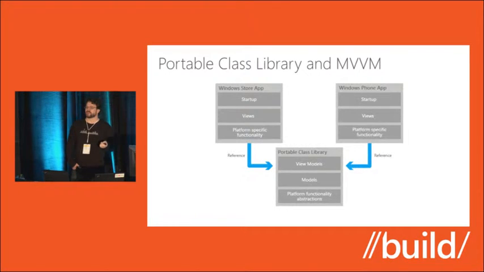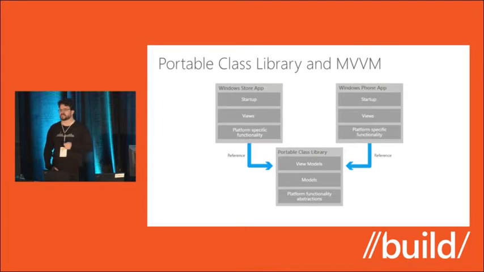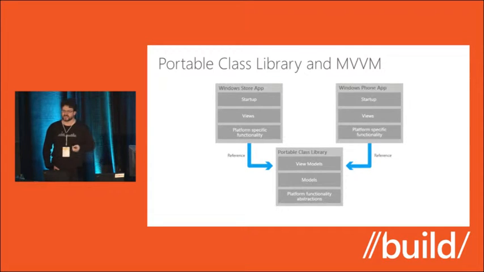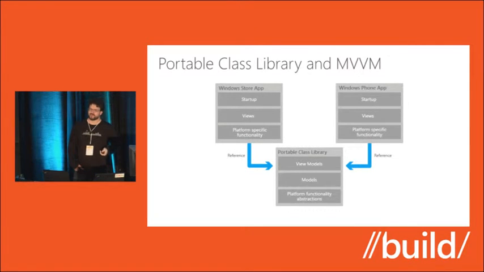And the recommendation there is that you have an abstraction inside the portable class library that will define basically that functionality. You'll implement concrete implementations of that in both your Windows Store app and your Windows Phone app. And then, for example, when you're constructing your view model, you'd pass in that concrete implementation, and that would be called by the view model. And I'll show you an example of that now.